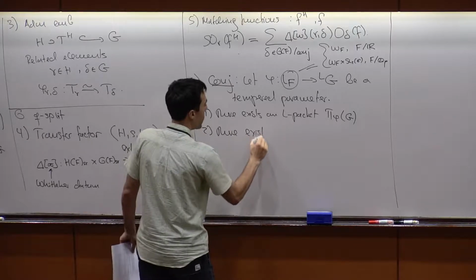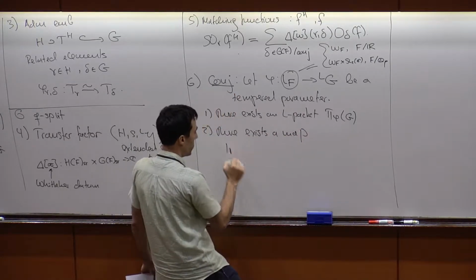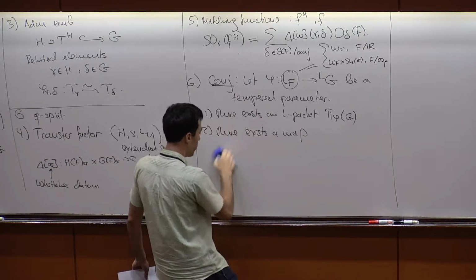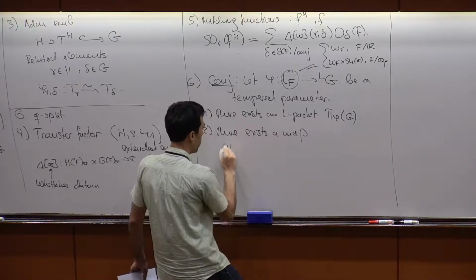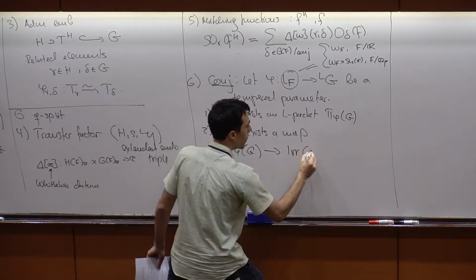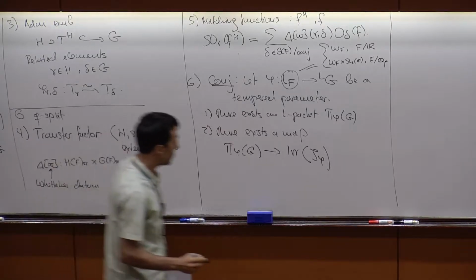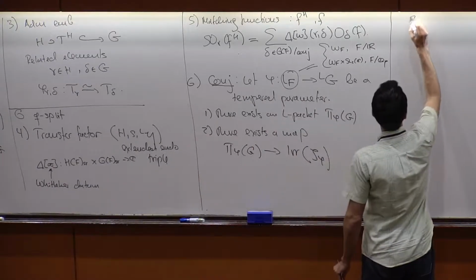There exists a map from this finite set Pi_phi to the set of irreducible representations of a certain finite group. Which finite group is it?